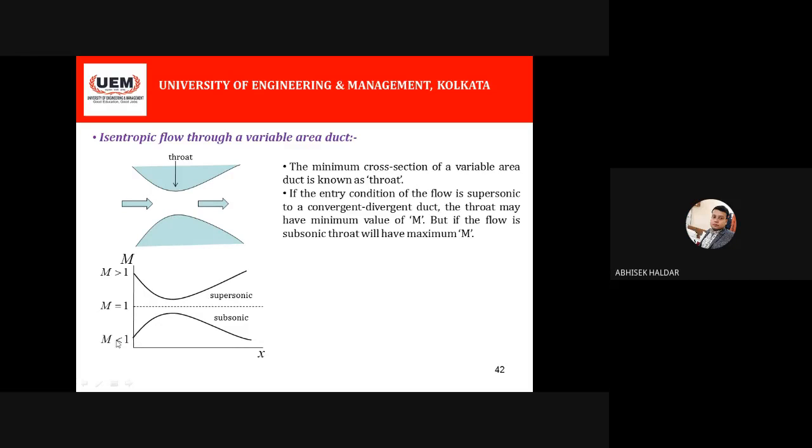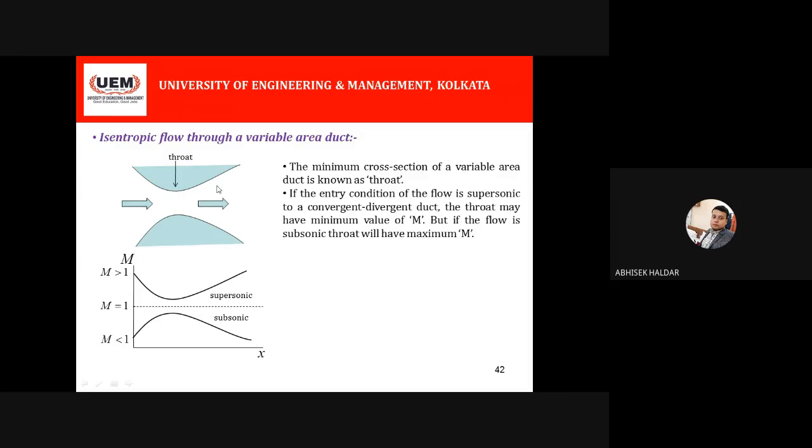So if velocity increases, will the Mach number increase gradually or not? Yes, Mach number is equal to U by C. C is constant for a particular medium. U is increasing in the first part, when I have subsonic flow. So that's why the Mach number is gradually increasing, up to the throat.